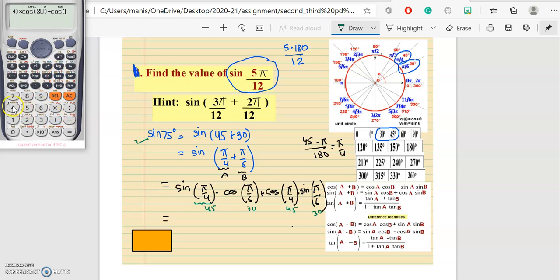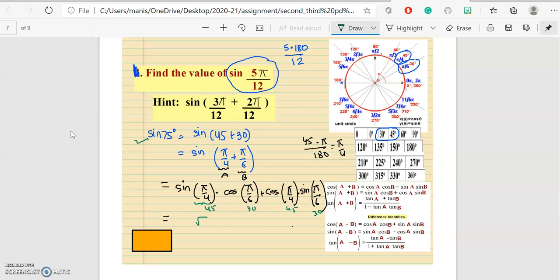So pi over 4 is 45 degrees. The other method is to convert it, but I don't want you to go to that part. Sine, and that's your 30. Since you type everything like we did earlier, your answer is radical 6 plus radical 2 over 4. So you can write your answer as radical 6 plus radical 2 over 4, and this is your answer.